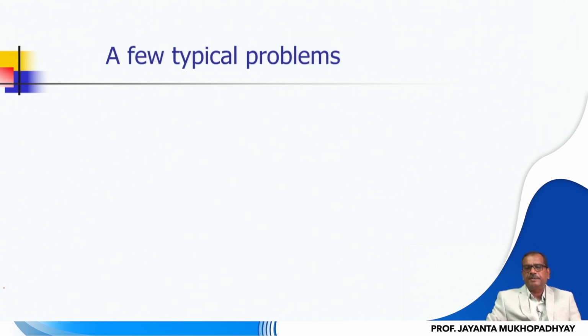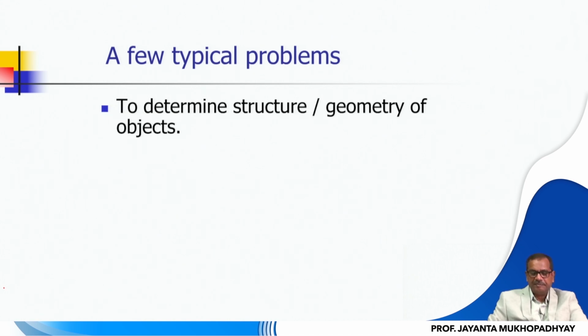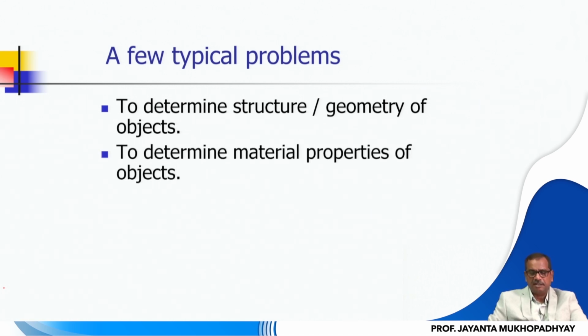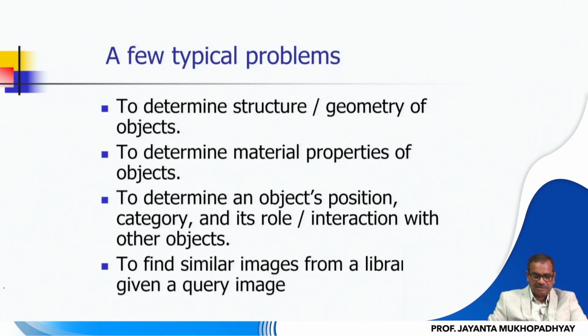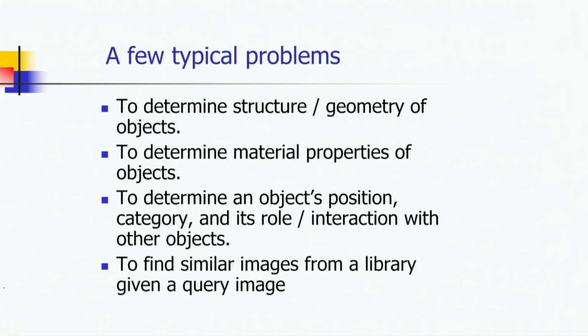So let us have a brief idea of some typical problems regarding this. Say you want to determine the structure or geometry of objects, or to determine material properties of objects, to determine an object's position, category and its role or interaction with other objects, or to find similar images from a library given a query image.